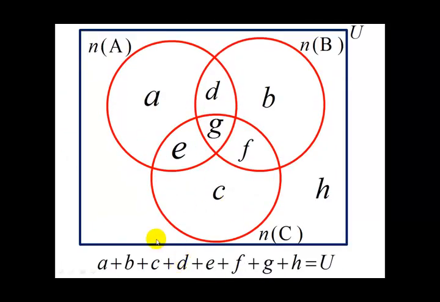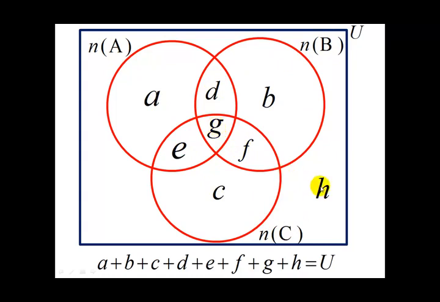Now when we consider the three set problem, this is how the Venn diagram looks. U is the universal set, that's the number of students in the school. Number of A, that's the number of agric students. Number of B, number of biology students. Number of C, number of chemistry students. Now we have regions A, B, C, D, E, F, G, and H.